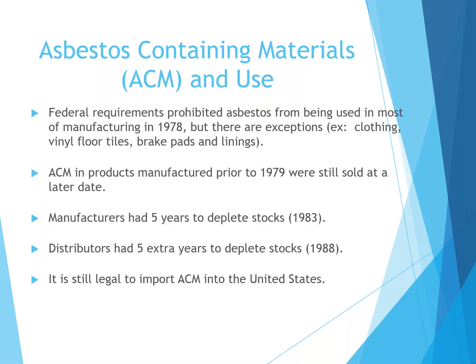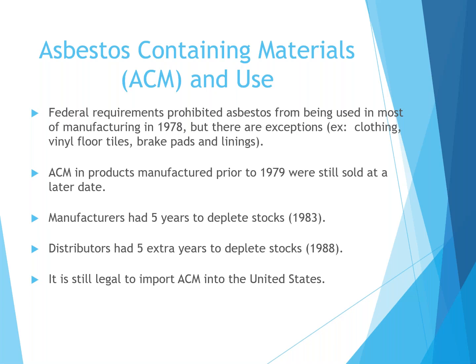Now, asbestos-containing materials and use. The federal requirements prohibited asbestos from being used in manufacturing in 1978. But there are exceptions, and some of those things, again, are still in place. So asbestos-containing materials and products manufactured prior to 1979 were still sold at a later date. So again, this is why the age and the issue of materials actually ranges far beyond 1979.